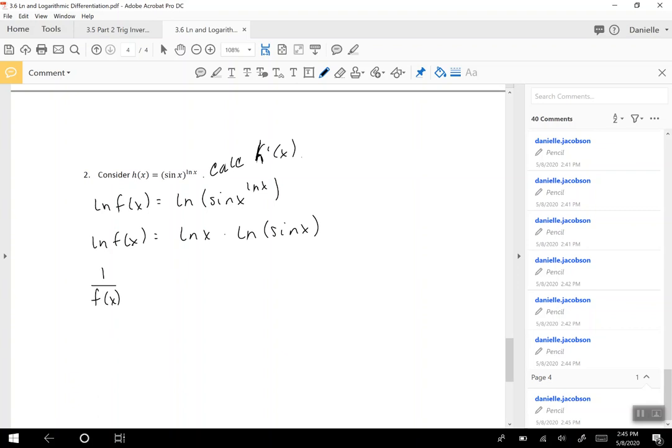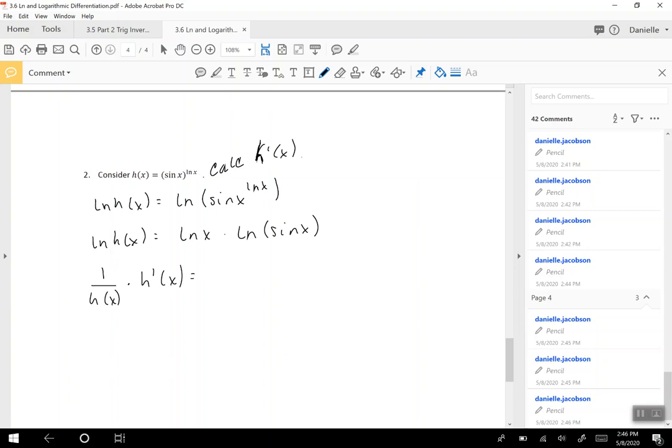There we go. Okay. So I guess I should put h's in here, although the concept's the same. So let's put an h and an h to be consistent. There we go. All right, there we go. So I have 1 over h of x for the outside of this times the derivative of the inside, would be times h prime of x.